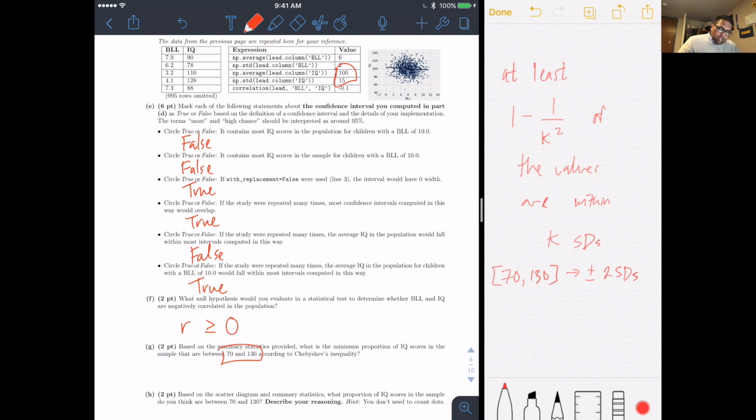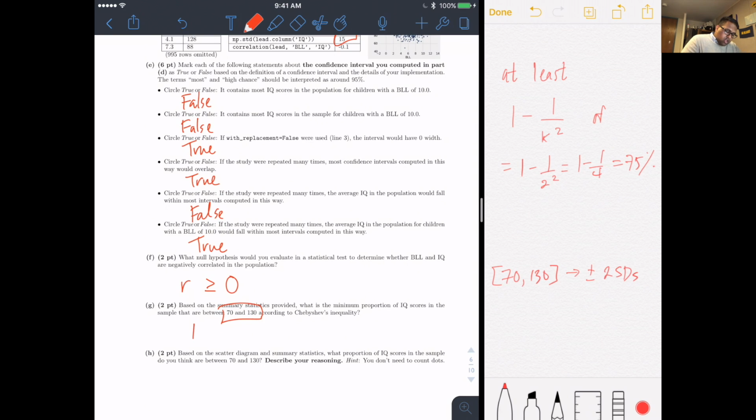And by this inequality, 1 minus 1 over k squared would be 1 minus 1 over 2 squared, which is 1 minus 1 over 4, which is 75%, or 3/4. So by Chebyshev's inequality, 1 minus 1 over 2 squared is equal to 75% of values within 2 SDs. And that's just by Chebyshev's inequality.